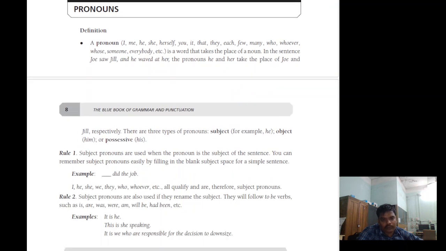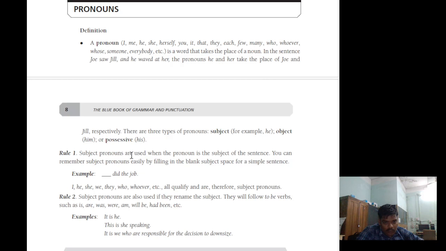Next is the pronoun. What is the definition of pronoun? A pronoun is a word that takes the place of a noun. In the sentence, Joy saw Jill and she waves at her, the pronouns she and her take the place of Joy and Jill, respectively. There are three types of pronoun: subject, object, and possessive.